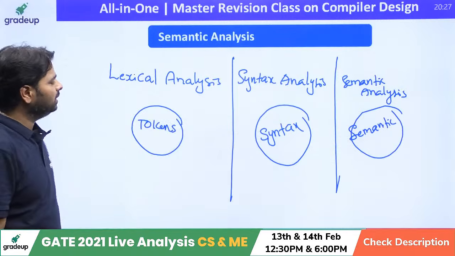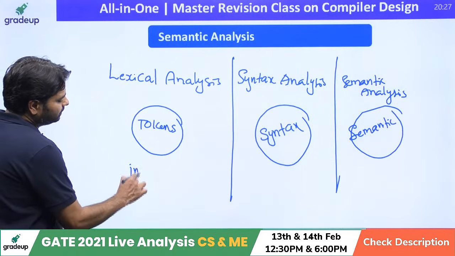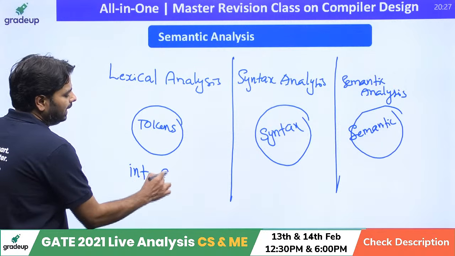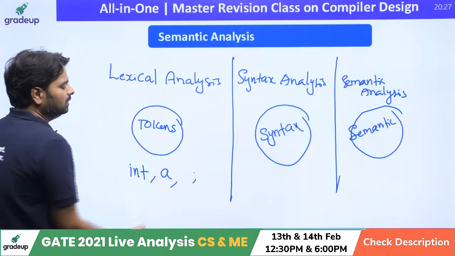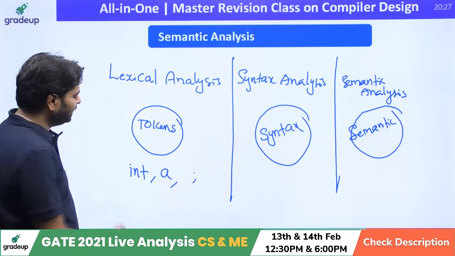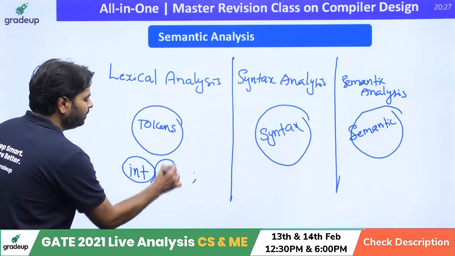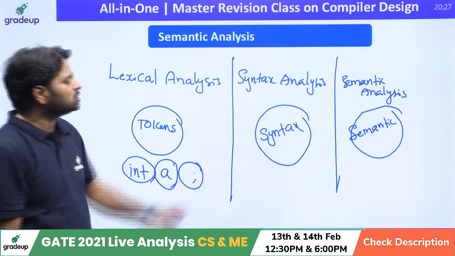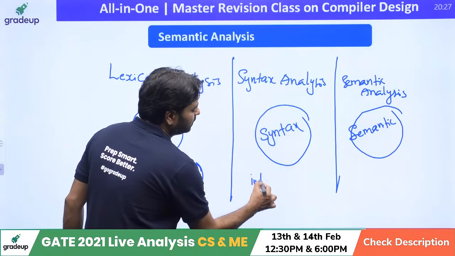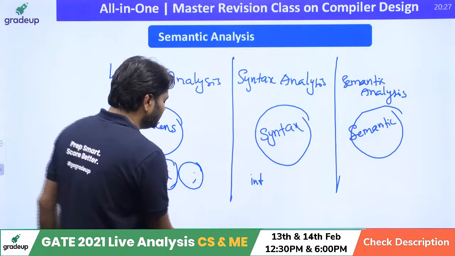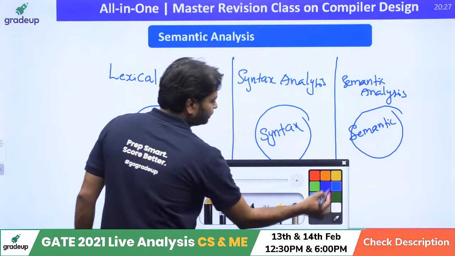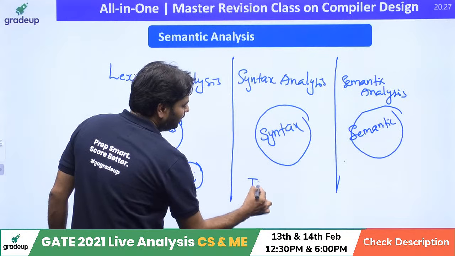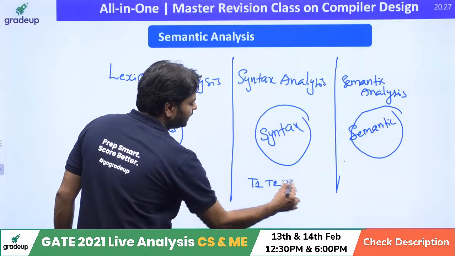So what is the example? Tokens means like int, a, and semicolon, something like that. There are three tokens: int, a, and semicolon. But when it comes to syntax, int is not actually int now. It is converted to some token form, T1, T2, T3.